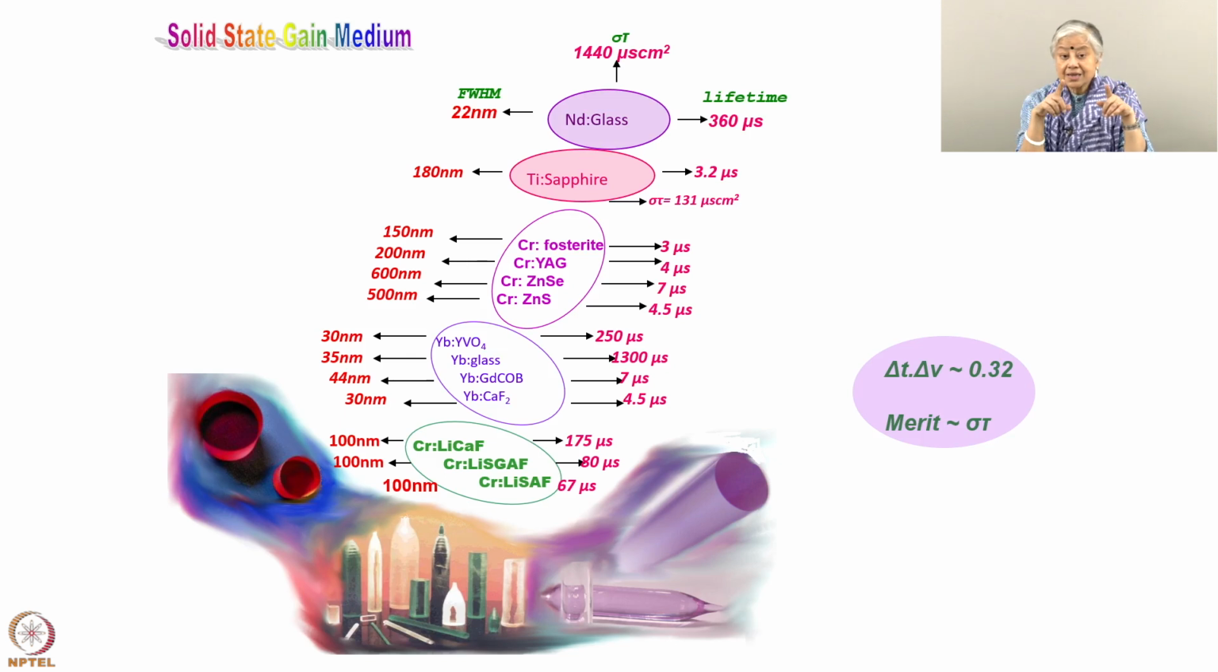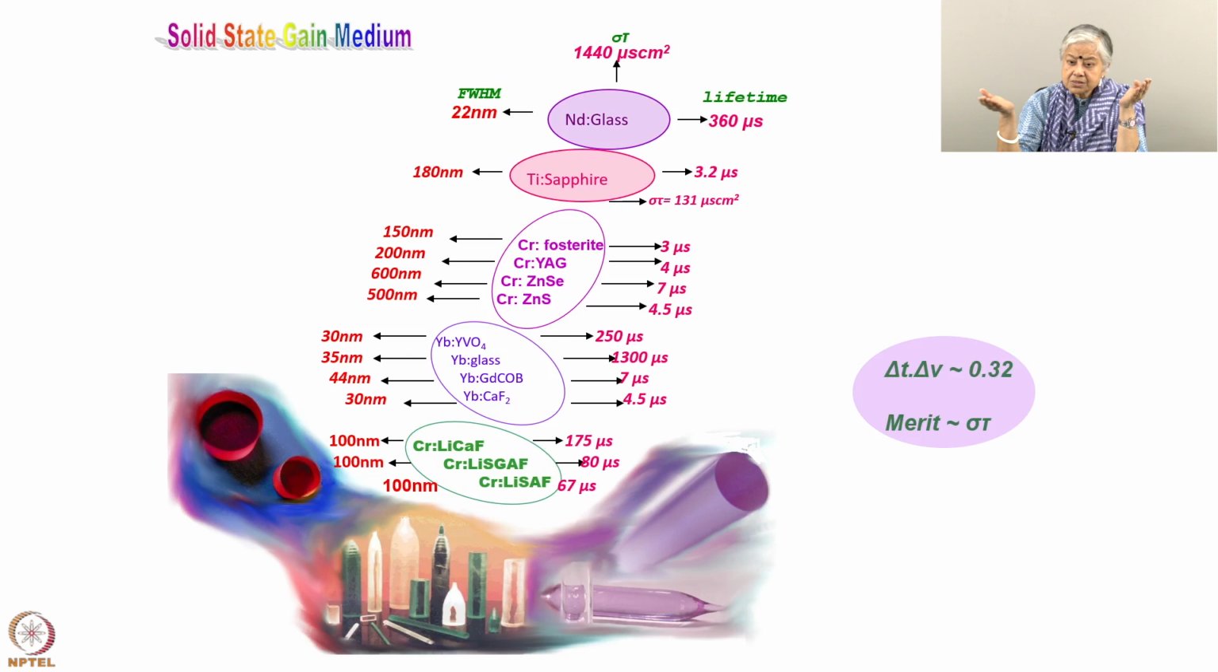So as I say, titanium sapphire has become the most popular, though it does not have a bandwidth which is larger than many of the others that I have listed out here. Okay. Now the bandwidth is important because, as I have said before, delta T delta nu is 0.32. I have been talking in terms of delta T delta nu equal to 1, but 0.32, and this number comes from the shape of the pulse. So it could be a secant pulse, it could be a Gaussian pulse.